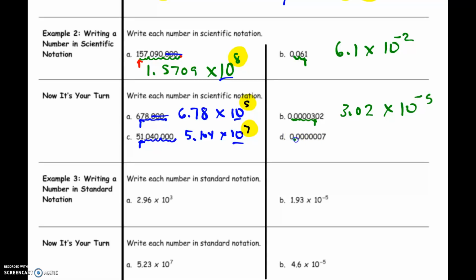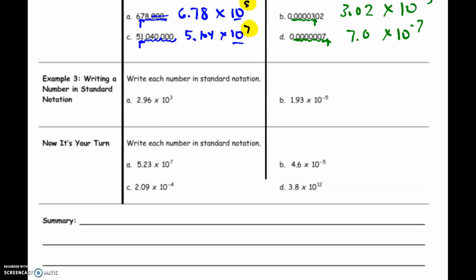Next one. Here's the decimal point. Now, the first non-zero digit I come to is 7, and there's nothing after it, so I'm just going to move it to be right after the 7, and I count. 1, 2, 3, 4, 5, 6, 7. 7 times 10 to the negative 7. Now really, to be a little more precise, you could put 7.0, and that's a better way to write scientific notation.